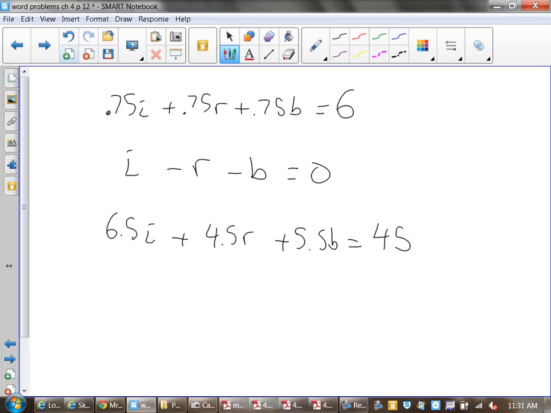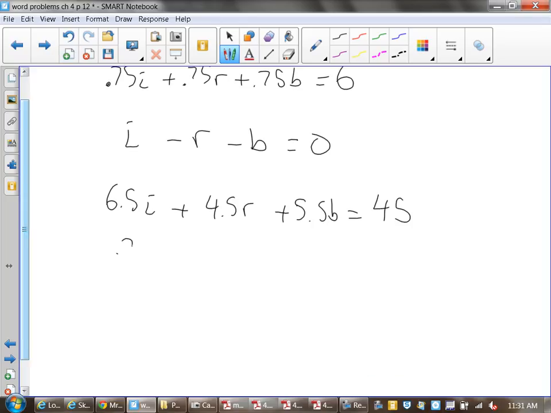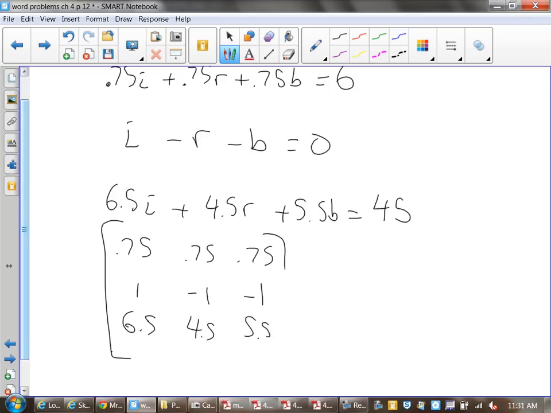And now you have a 3x3 system. 0.75, 0.75, 0.75, 1, negative 1, negative 1, 6.5, 4.5, 5.5. What do you think we have to do to this matrix as we go to solve it? Inverse, and then I multiply it to the 6, 0, 45. And that will give you your answers in terms of I, R, B, in that order. Okay?